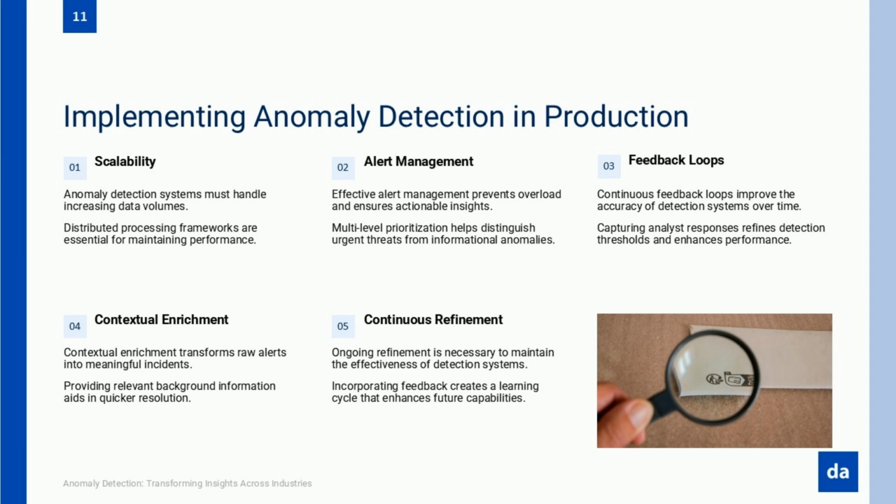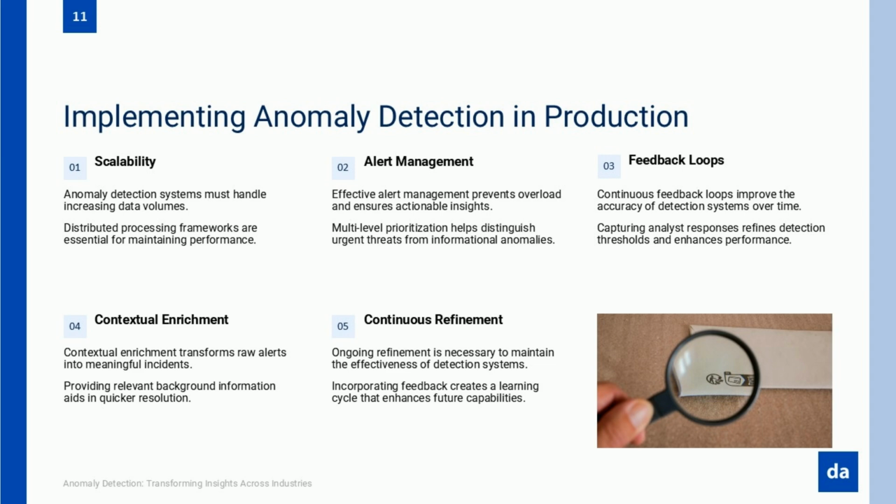No matter how sophisticated the initial implementation, all anomaly detection systems require continuous refinement to maintain their effectiveness over time. This is where feedback loops become essential operational components rather than theoretical nice-to-haves. Every alert resolution represents a learning opportunity for the system.